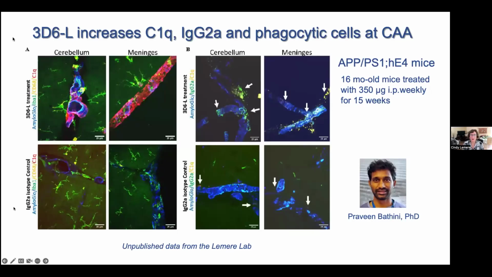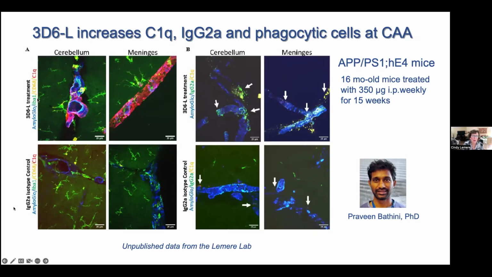So we then thought about, well, what's going on at the blood vessels in the brain? And in the models that we use, they have a lot of vascular amyloid in the cerebellum and in the meninges over cortex. And so these animals were treated for 15 weeks with 3D6 or an IgG2a isotype. And again, these were the APP/PS1 mice on the E4 background. What you can see here is the amyloid shown in blue in both of these images, and you can see that there's vascular amyloid in these mice.